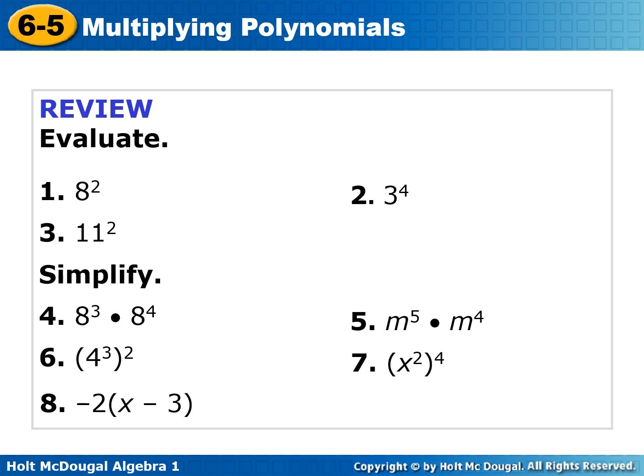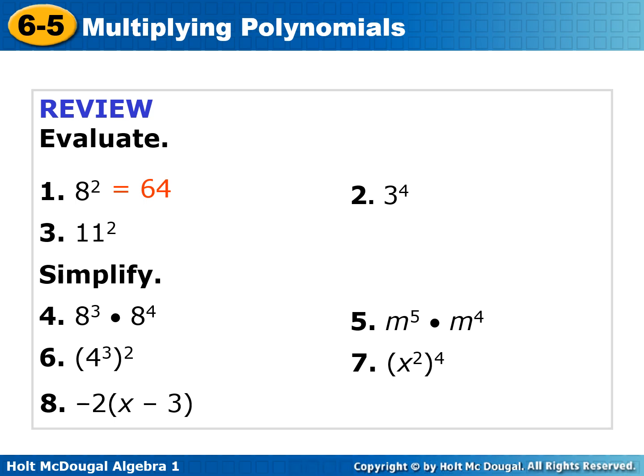Alright, before we proceed with our short discussion, let us do a quick review on laws of exponents. For numbers 1, 2, and 3, this is where we apply the exponential notation. Notice that in number 1, 8 is squared. That basically means you have to multiply the base 8 to itself twice since the exponent is 2. So that will be 8 times 8, and that will give us a product of 64.